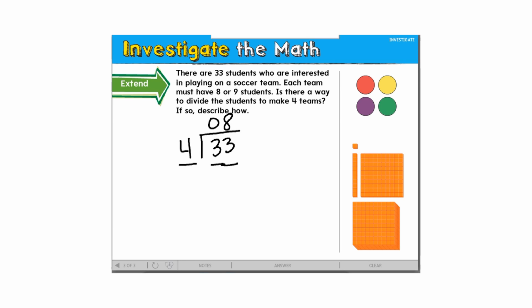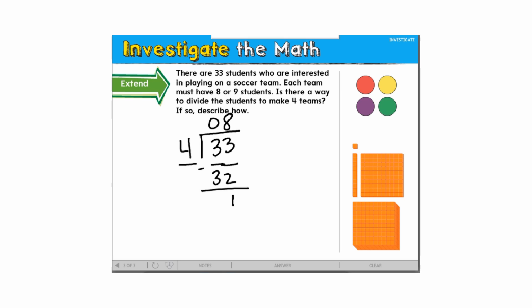And now we're going to multiply. That's step number 2. 8 times 4 is 32. Then we subtract, and we get 1 as our remainder. So my answer is 8 remainder 1. But if I just put 8 remainder 1, does that answer the question? Not really, right? The question is, each team has to have 8 or 9 players. Is there a way to divide them to make 4 teams? So would there be a way?